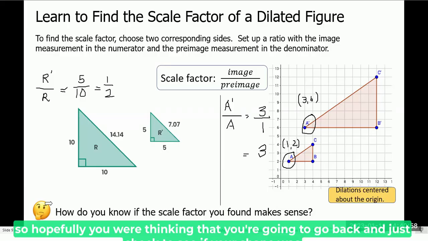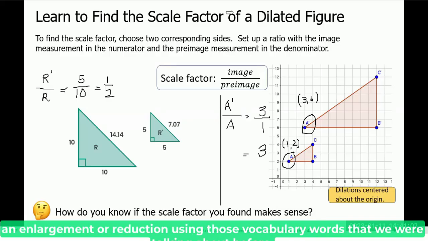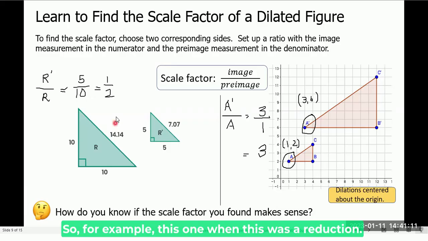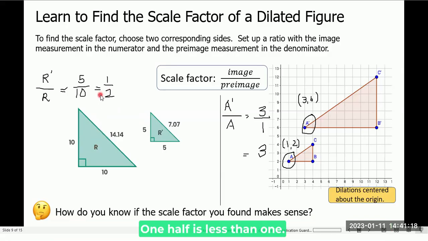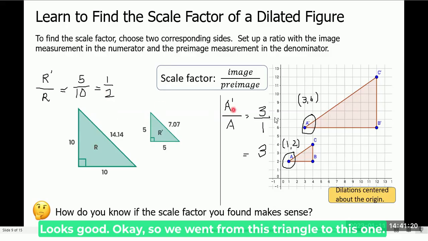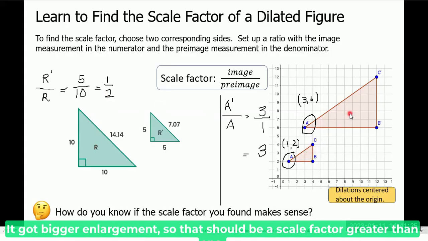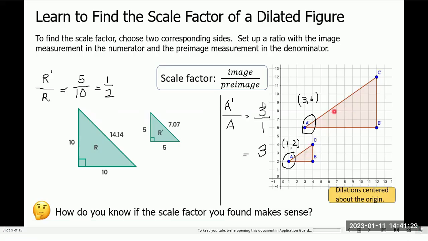All right, so hopefully you were thinking that you're going to go back and check to see if your shape was an enlargement or reduction. I'm using those vocabulary words that we were talking about before. So for example, this was a reduction, and if it's a reduction, it should be a fraction less than 1. 1/2 is less than 1. Looks good. Okay, so we went from this triangle to this one. It got bigger, enlargement. So that should be a scale factor greater than 1.